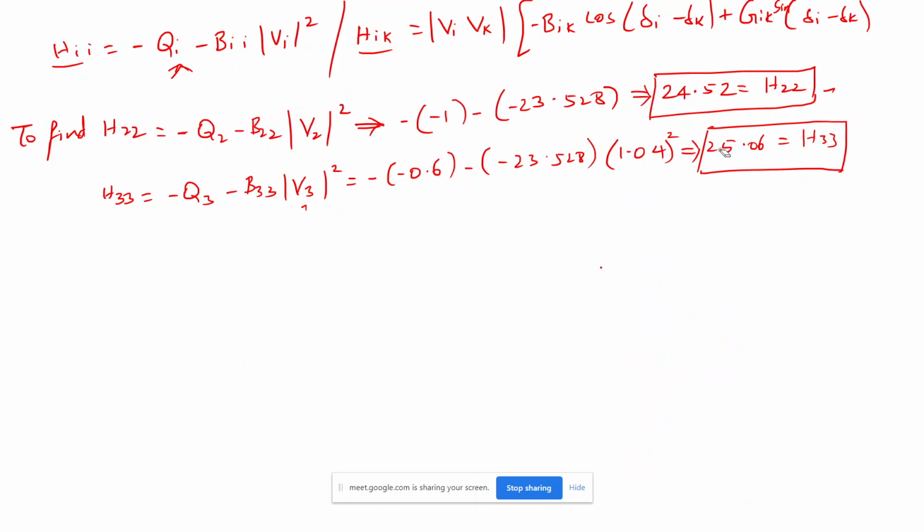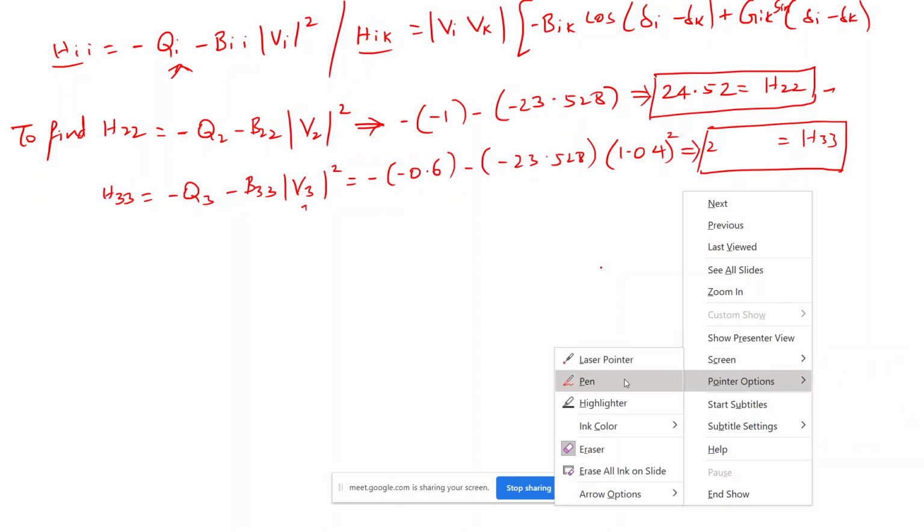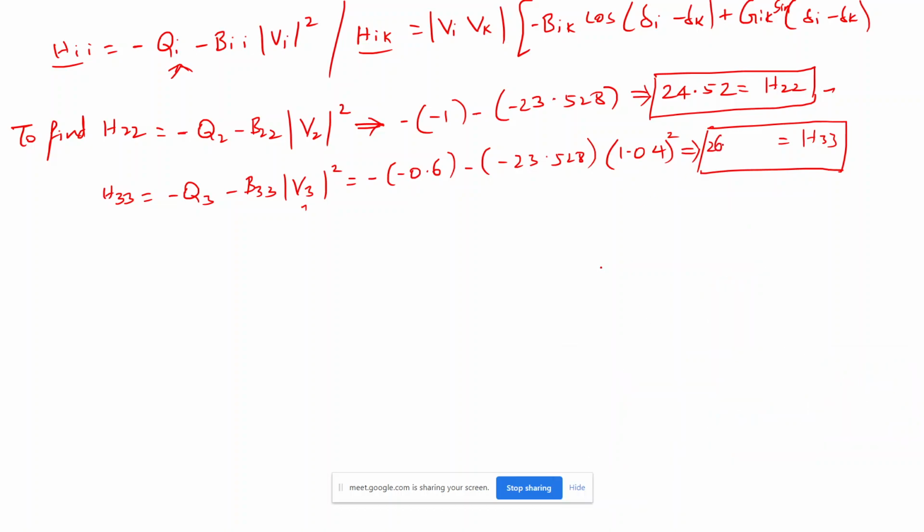So 26.0047. 26 point? 047. Okay. 26.047. This is for H33, right? Then we need to find out H23. So H23 we need to use this formula.